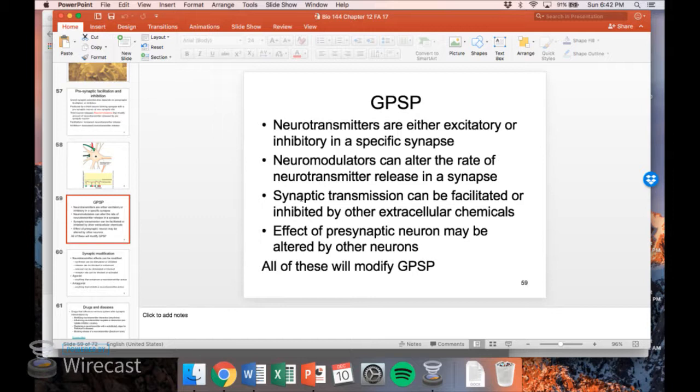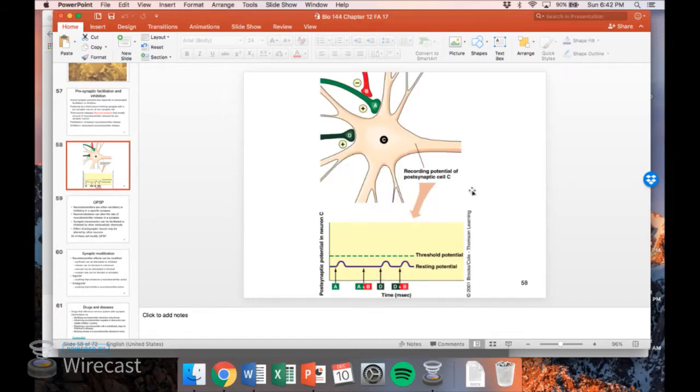But again, big takeaway, there's a lot of control, a lot of levels of complexity in this system. And the effect of the presynaptic neurons can be altered by other neurons, including our presynaptic facilitating or our presynaptic inhibiting neurons. And any of those is going to modify our grand postsynaptic potential. So we can modify our grand postsynaptic potential by either firing an excitatory neuron or firing an inhibitory neuron, which is not shown in this diagram. Or we can have a presynaptic inhibition that then inhibits the excitatory neuron.